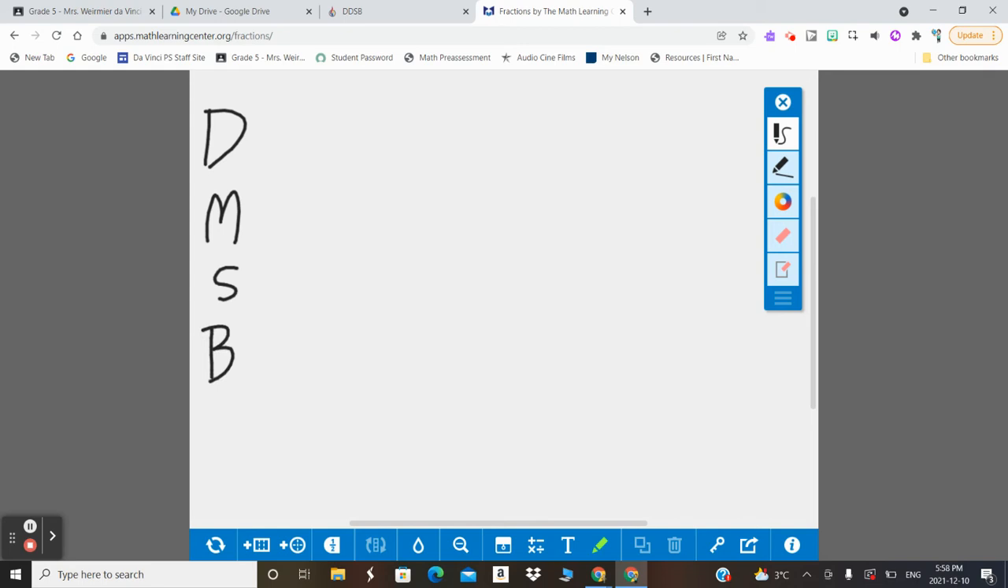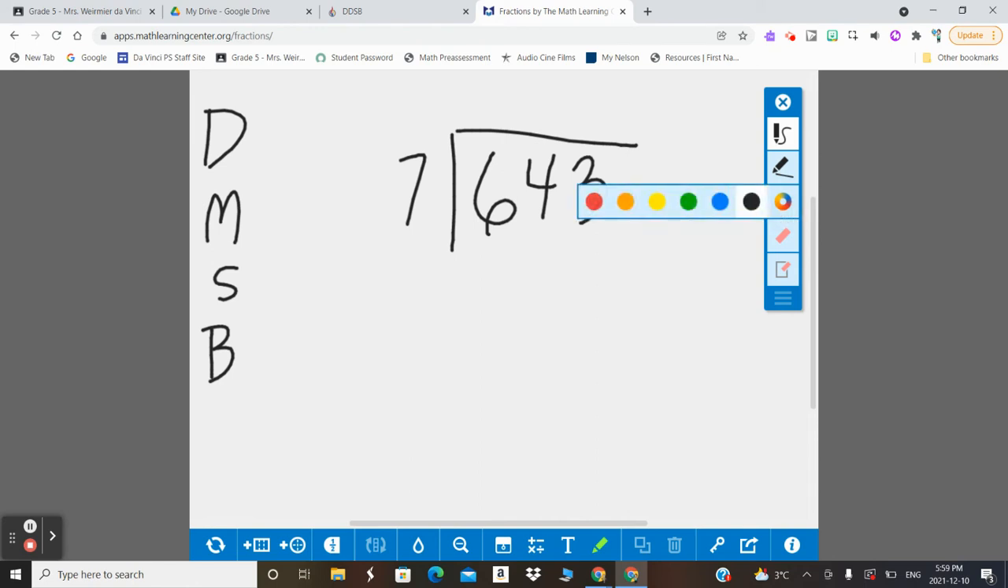We'll do, I don't know. What do I want to do? Let's do this. We'll do 643 divided by 7. All right, so following the process, I'm looking here. How many groups of 7 fit into 6? None, right? I can't fit 7 things into, let's go to the egg carton. I can't fit 7 eggs in a carton that can only hold 6 eggs. So it's a 0.